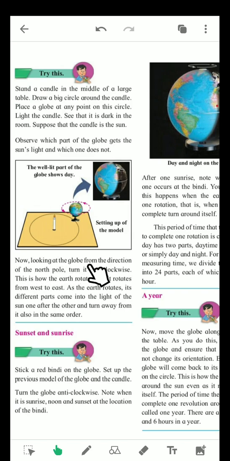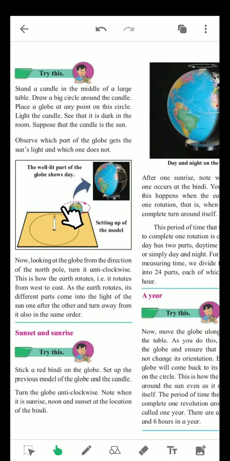Now looking at the globe from the direction of the north pole, turn it anti-clockwise. Anti-clockwise means in this direction. This is how the earth rotates. That is, it rotates from west to east. In this direction, the earth is rotating from west to east. As the earth rotates, its different parts come into the light of the sun one after the other and turn away from it also in the same order.